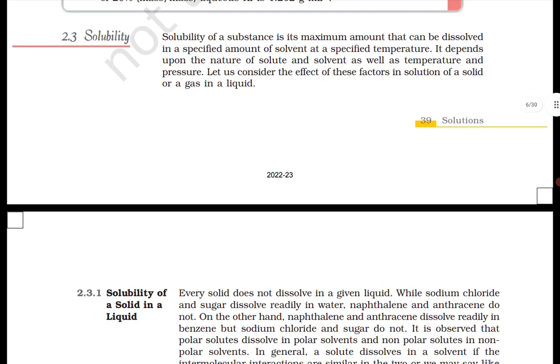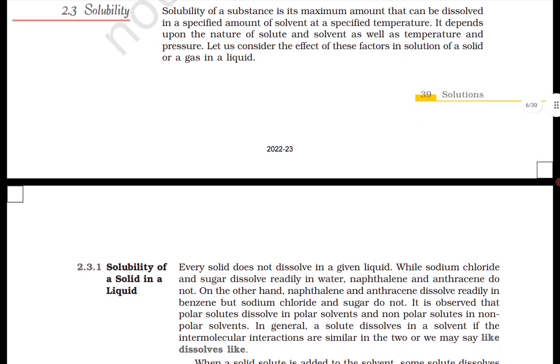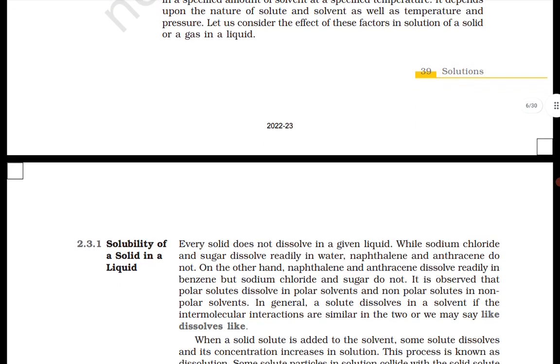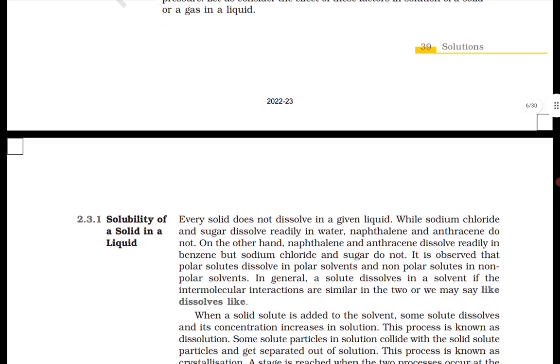Solubility. Solubility of a substance is its maximum amount that can be dissolved in a specified amount of solvent at a specified temperature. It depends upon the nature of the solute and solvent as well as the temperature and pressure. Let us consider the effect of these factors in solution of a solid or a gas in a liquid.